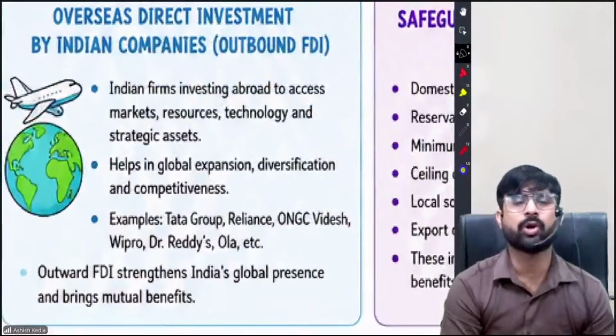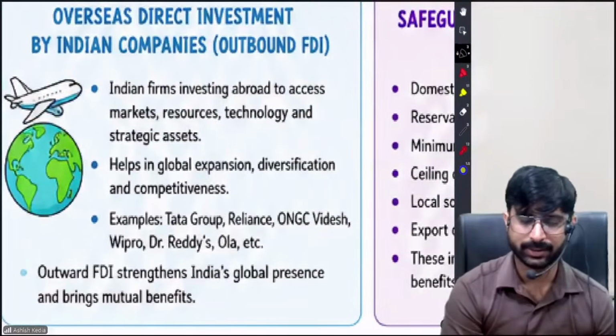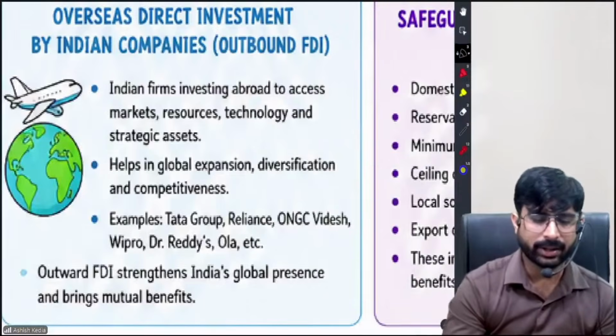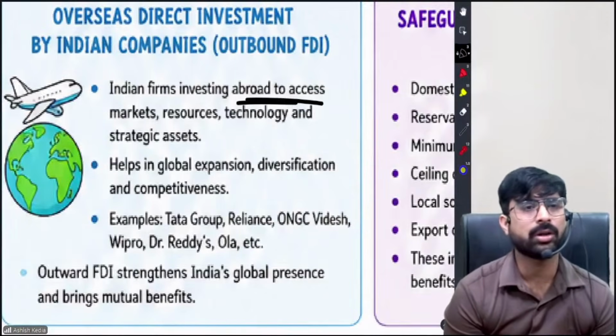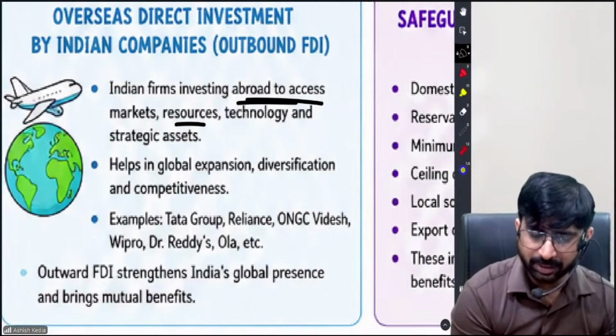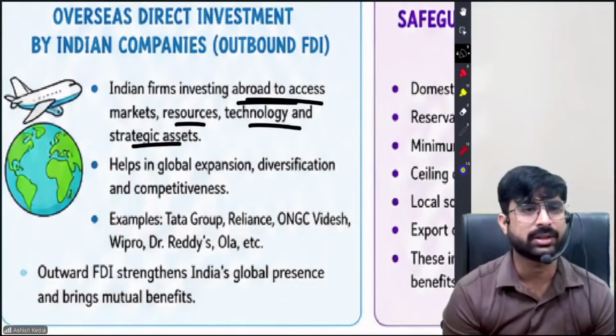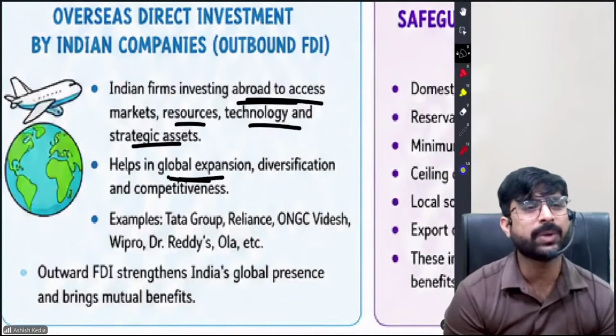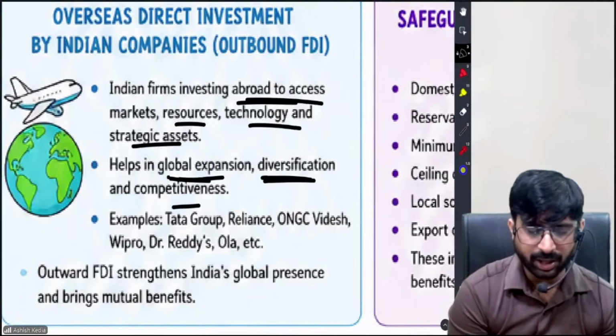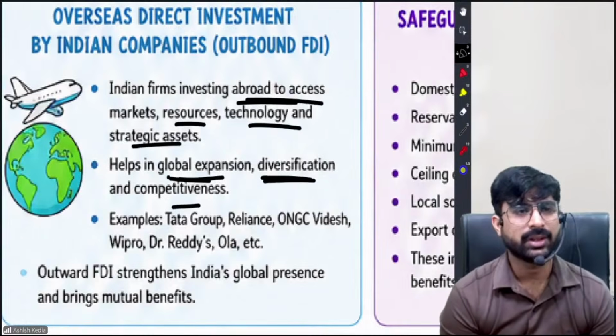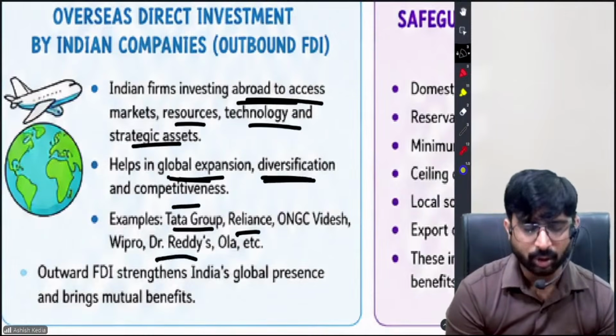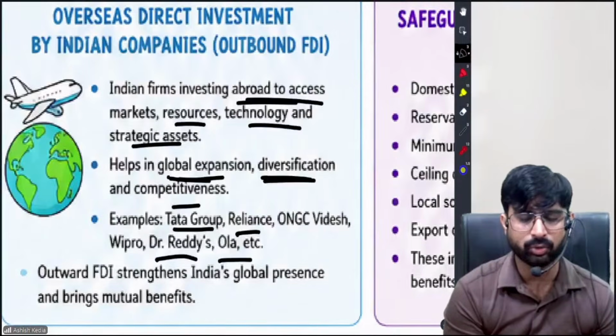Then we talk about outbound FDI. Here, Indian firms are investing abroad to access markets, resources, technology, and strategic assets. It helps in global expansion, diversification, and competitiveness. Example: Tata Group, Reliance, Dr. Reddy, Ola, they have invested outside.